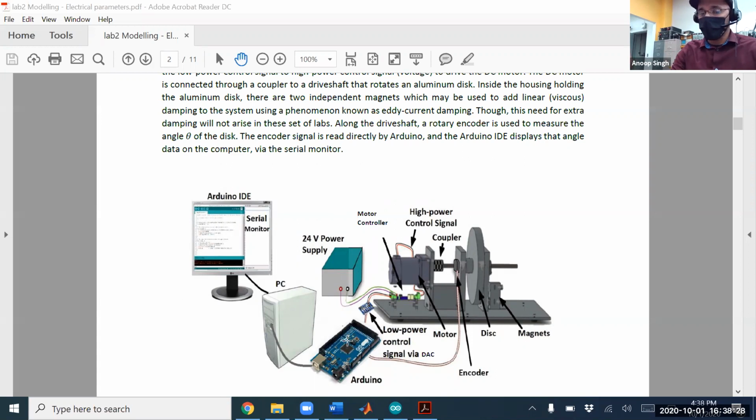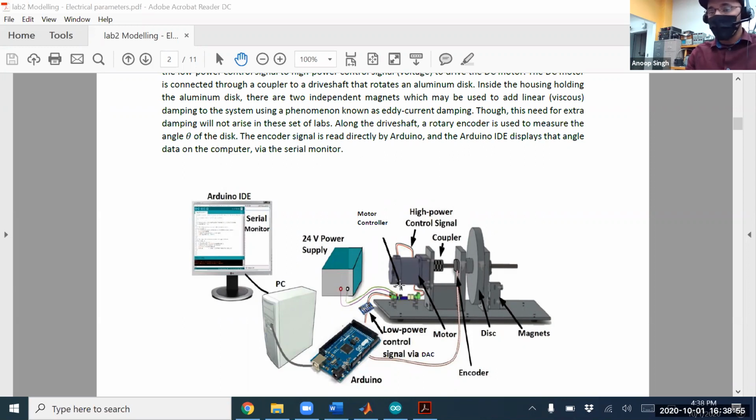And how does it control the voltage? Well, let's start from the back end. There's a power supply which is giving voltage to the motor. But the power supply is a constant 24 volts, and we have to have the ability to only give a fraction of that power supply to the motor. And that's done using this motor controller board. So this motor controller board is going to give a fraction of the 24 volts to the motor.